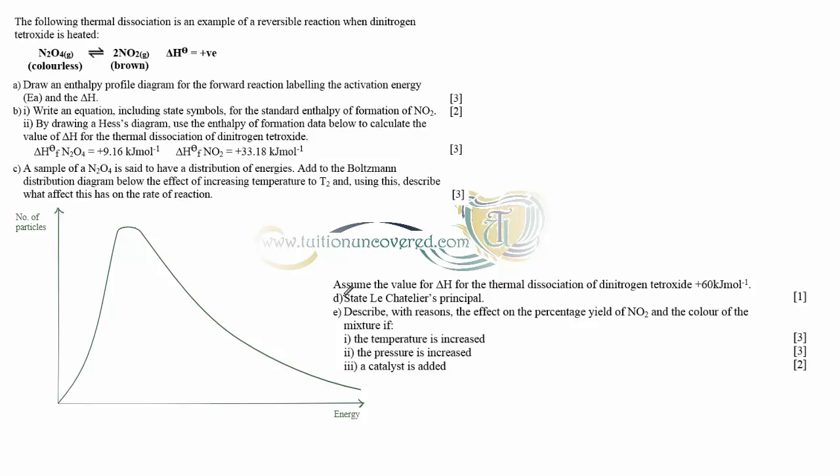Question D. Assuming the value of delta H for the thermal dissociation is this positive value, state Le Chatelier's principle, and then describe with reasons the effect on the percentage yield of NO2, our product, and the color of the mixture if the temperature is increased, pressure is increased, and a catalyst is added. Give you 3 seconds, have a go, pause the video here, and I'll reveal my answer.